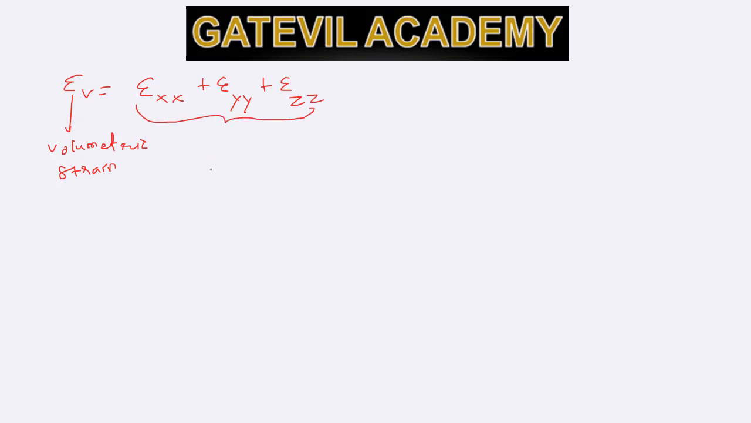In this lecture we will derive the expression epsilon V is equal to epsilon XX plus epsilon YY plus epsilon ZZ. In this expression, epsilon V represents volumetric strain, whereas epsilon XX, epsilon YY and epsilon ZZ represent direct strains.